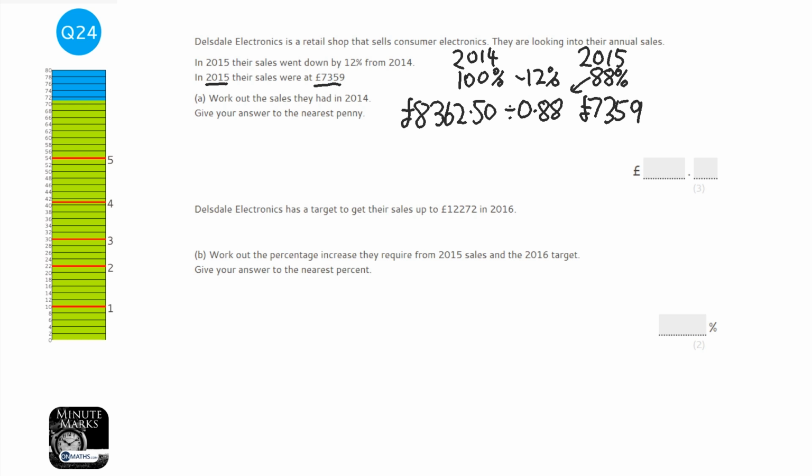Well, they went down by 12%, so it's natural that they would go from a number around just over 8,000 to a number that's just over 7,000. So I'm going to write the answer, £8,362.50.